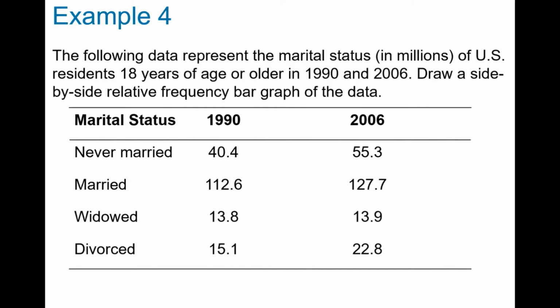Now, when we look at this data, we see that the number of people who've never been married has gone up. The number of people who have been married has also gone up. The number of people who have been widowed has gone up a little bit. And the number of people who have been divorced has also gone up. So it seems like everything has gone up in 2006.